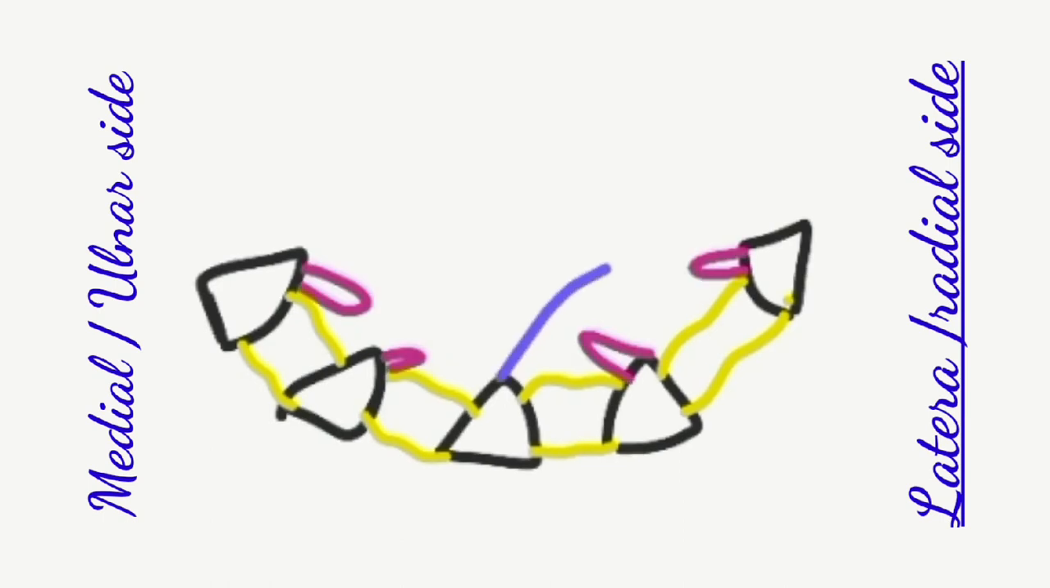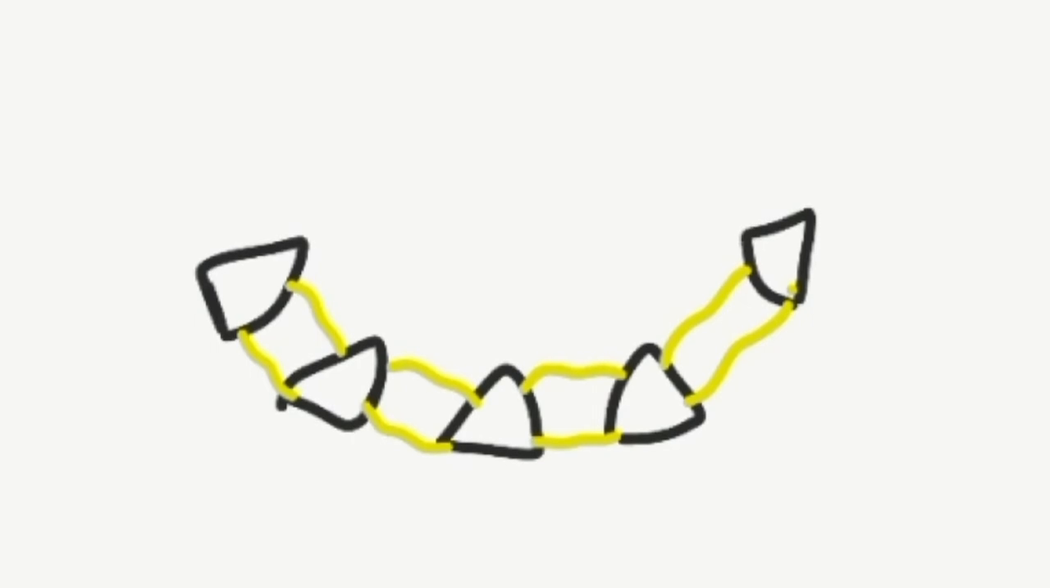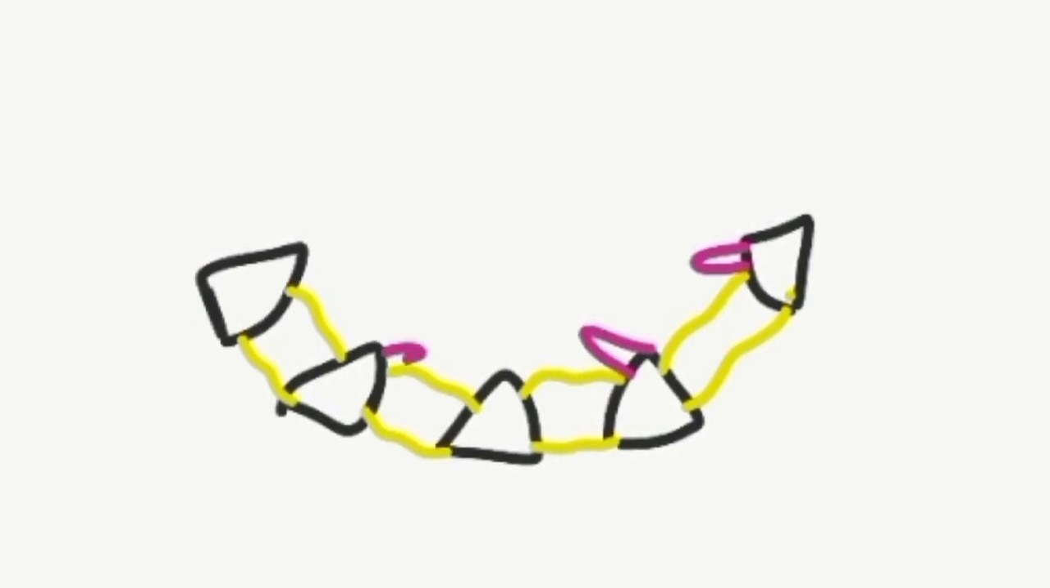First and second palmar interossei arise from the ulnar side of the first and second metacarpal. Third and fourth palmar interossei arise from the radial side of the fourth and fifth metacarpal. Adductor pollicis arises from the third metacarpal.